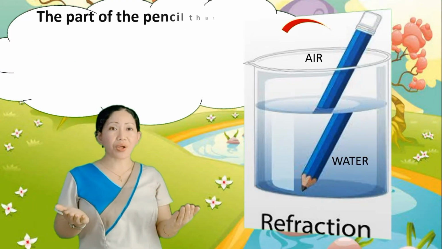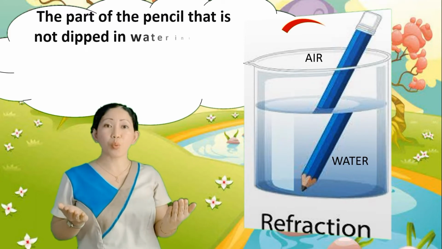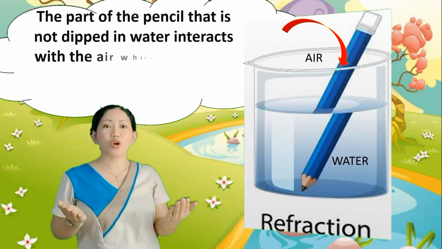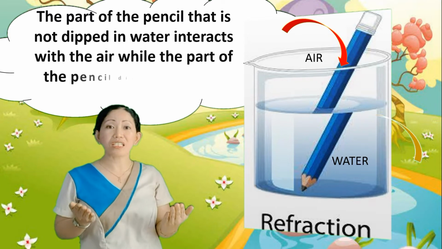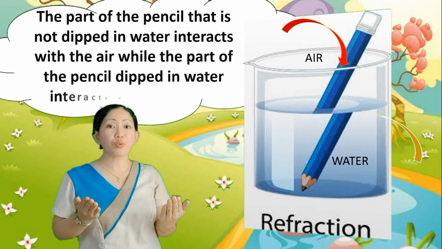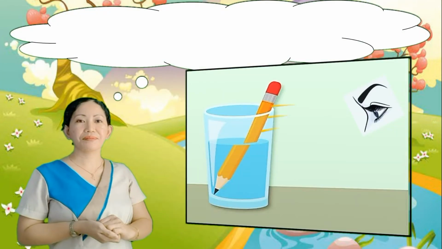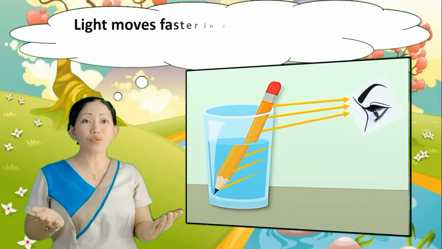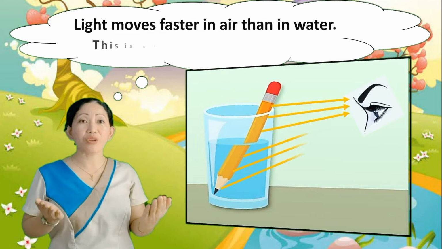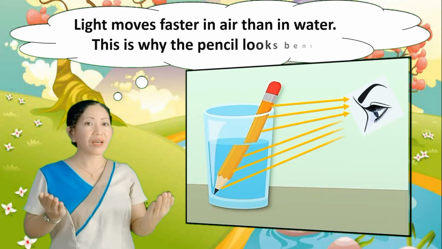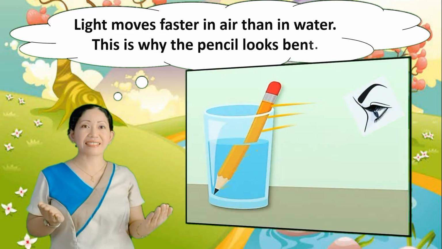The part of the pencil that is not dipped in water interacts with the air, while the part of the pencil dipped in water interacts with the water. Light moves faster in air than in water. This is why the pencil looks bent.